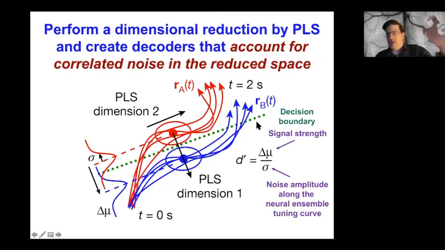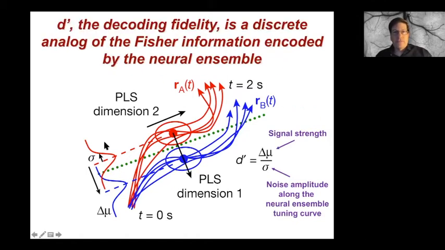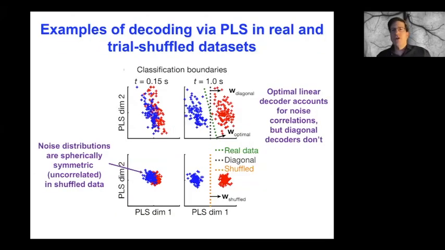So you present the stimulus again, and you see on which side of the decision boundary the response lies, and you can characterize the stimulus in that way. So d prime tells us the fidelity with which that characterization can be performed. And in fact, d prime squared is a discrete analog of the amount of Fisher information that is encoded by the neural ensemble about the stimulus identity. So you can think of this as a way of assessing the information that's in the neural population response about the stimulus. So I'm going to show you some examples with real data of what this actually looks like.